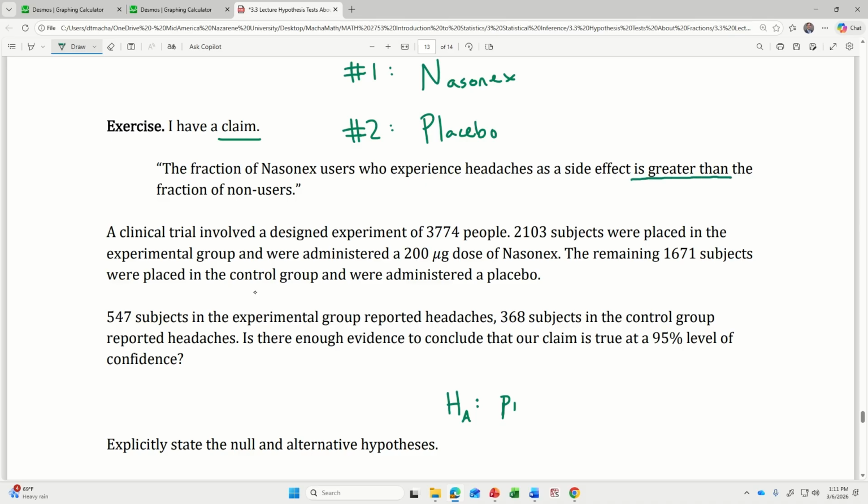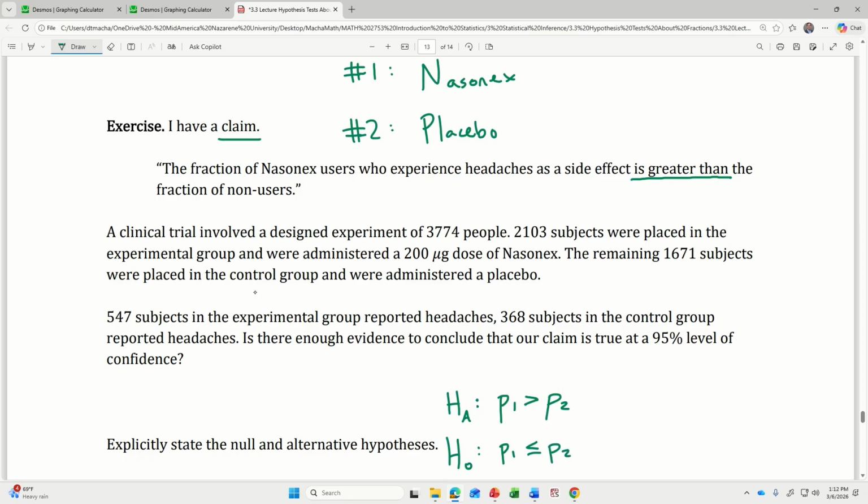It's going to be greater than. It's because P1 is going to be the fraction of Nasonex users, and P2 is going to be the fraction of placebo users. And that's the claim I'm trying to find evidence for. The null hypothesis is just the converse of this. So you say it's less than or equal to.